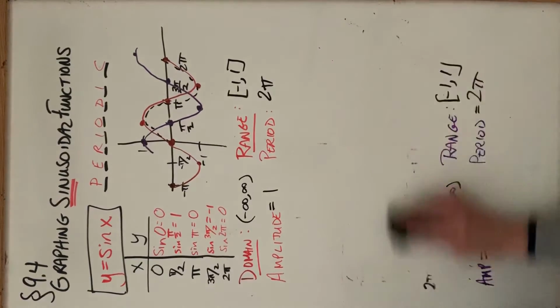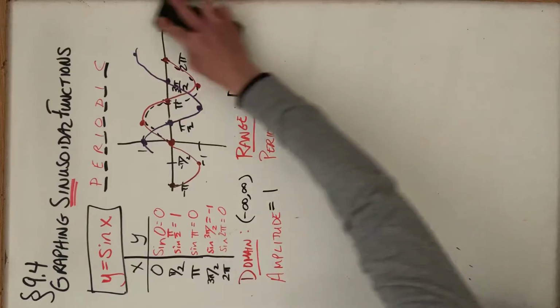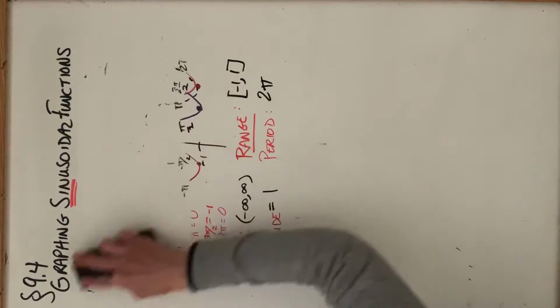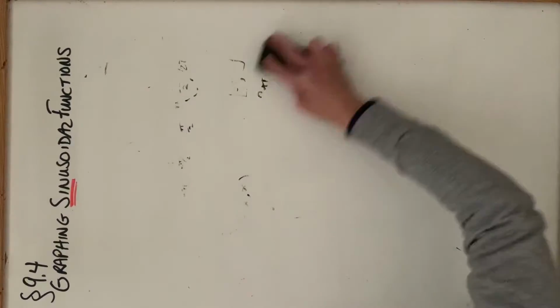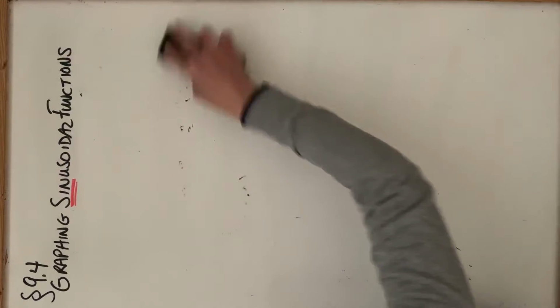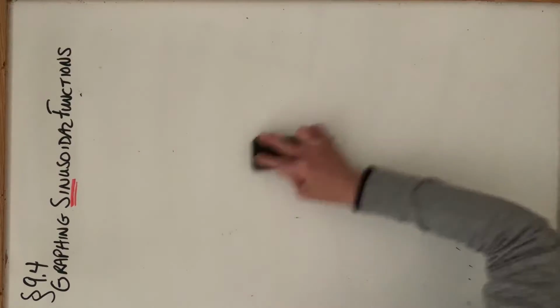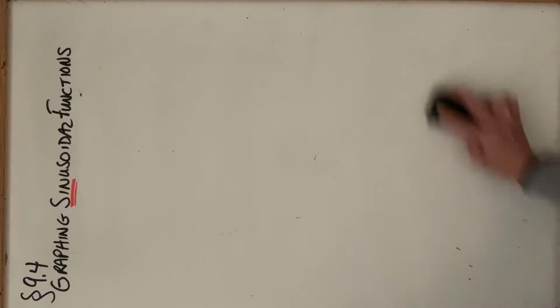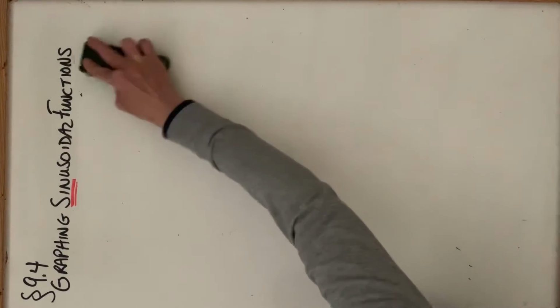All right, so now I'm gonna make all of this go away, and let's talk about some transformations. We're not going to talk about all of them today, but let's talk about some and how they affect both the equation and the graph.